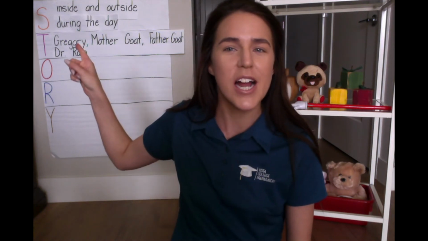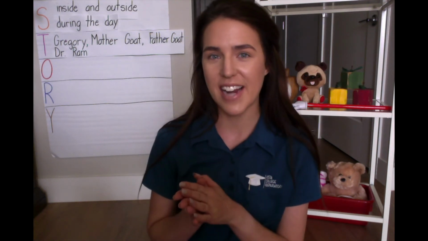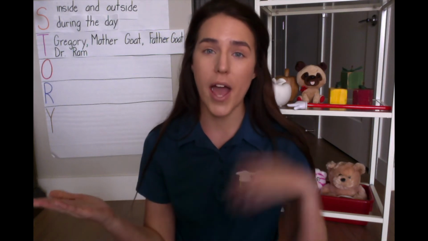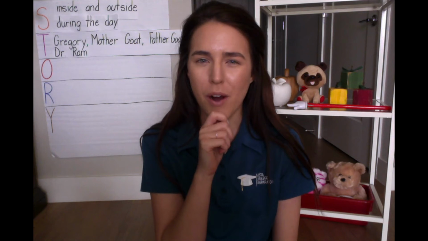Yeah, Gregory was our main character. We have him first on our chart. Mother goat, father goat, and even Dr. Ram. Today, where we reread the beginning and middle of our story, we're going to be thinking about O and R. We know O and R take place in the middle. So when we get to the middle, we're going to ask ourselves, like good readers, what is the problem?